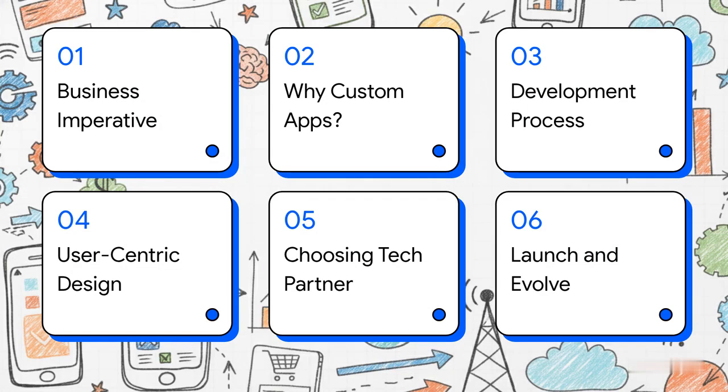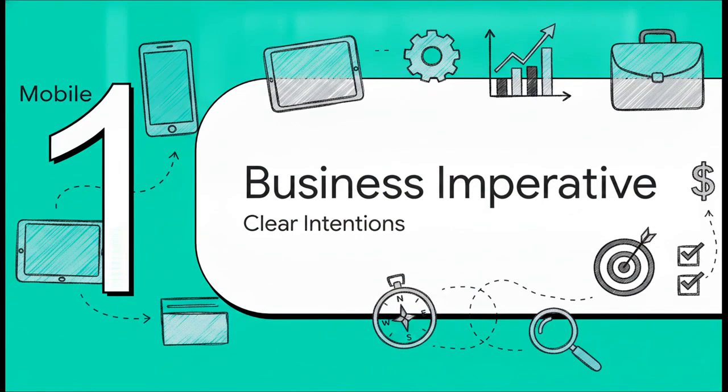We'll be covering 1. The mobile business imperative. 2. Why choose custom apps? 3. The app development process. 4. Building user-centric experiences. 5. Choosing your tech partner. And 6. Launch, learn, and evolve. Let's kick things off with Section 1, the mobile business imperative.